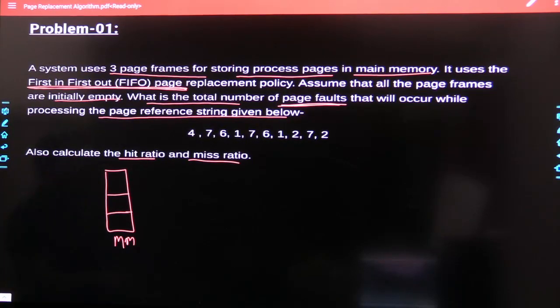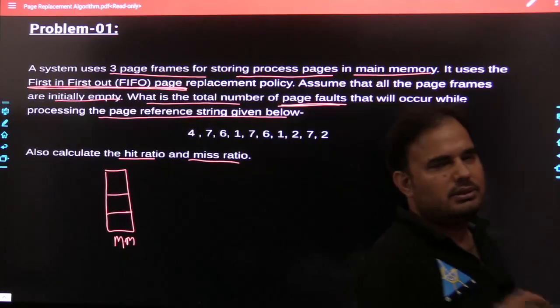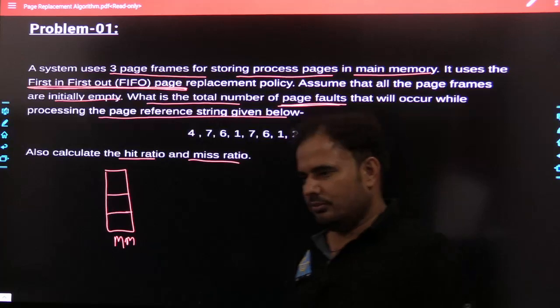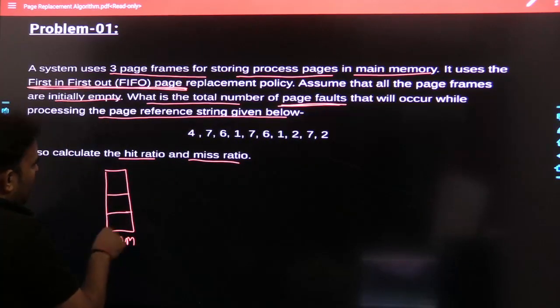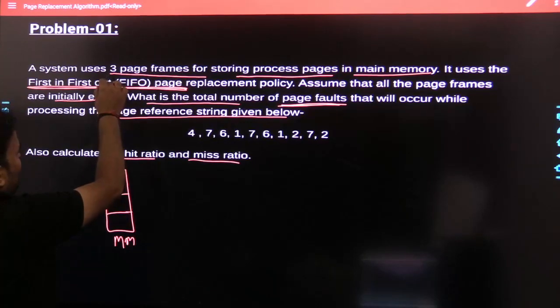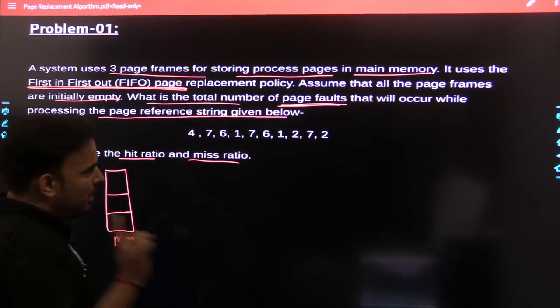Very simple. So I hope you are getting the answer, and many of you got the answer. Now I am going to solve this question. Initially, main memory is empty, and in main memory we are using 3 frames to store the process pages.